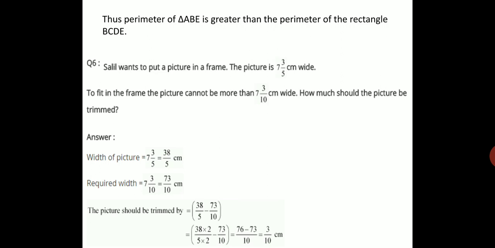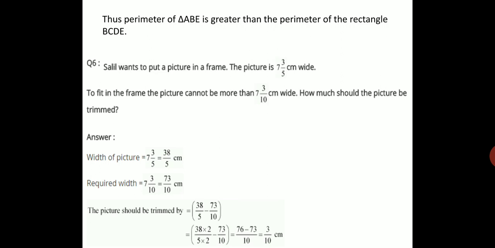Now the width required, how much is there? You can see the width required of the frame, how much is given? 7 3 by 5. The width of the picture is 7 3 by 5 centimeter. Converting to a fraction, it is 38 by 5 centimeter. Required means what is the frame? To fit in the frame, it should not be more than 7 3 by 10. So the frame requires 7 3 by 10.